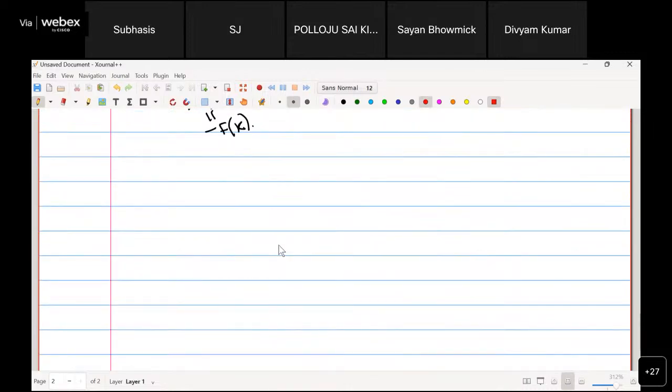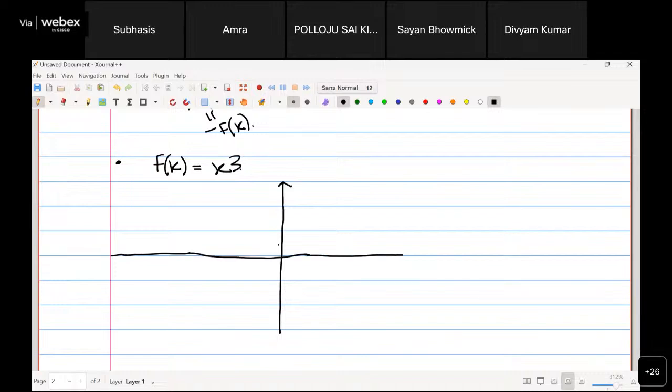Yeah, the x cube graph. What is the graph of x cube? It starts from the first quadrant, crosses the origin and ends in the third quadrant. Yeah, it's more or less like this. There is a slight twist here at the origin. It certainly is not like that.